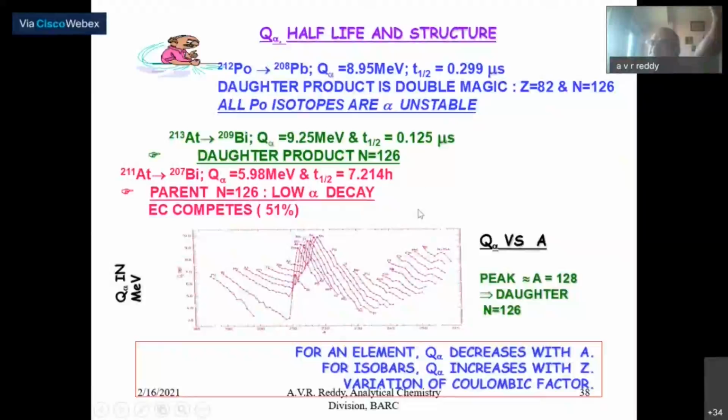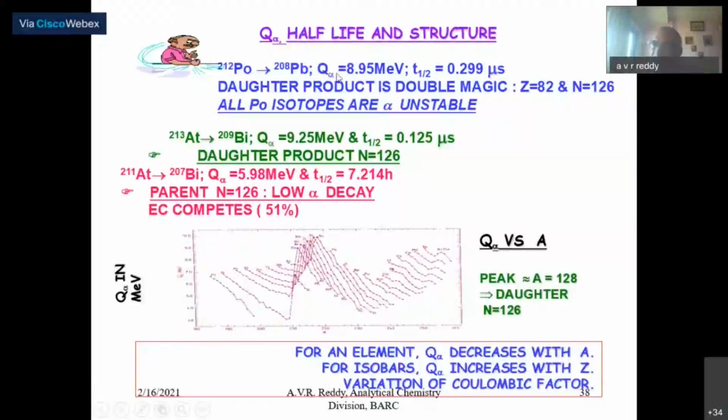So remember, if the daughter product has a magic number configuration, alpha decay is favorable. Please remember this. From this, we have to understand that if it has a double magic number configuration, that is more favorable. So all polonium isotopes that have 84 protons are alpha unstable because the final product will be lead, whose atomic number is 82, irrespective of the mass number. Therefore, they all will undergo alpha decay. This is one point we should understand from this.